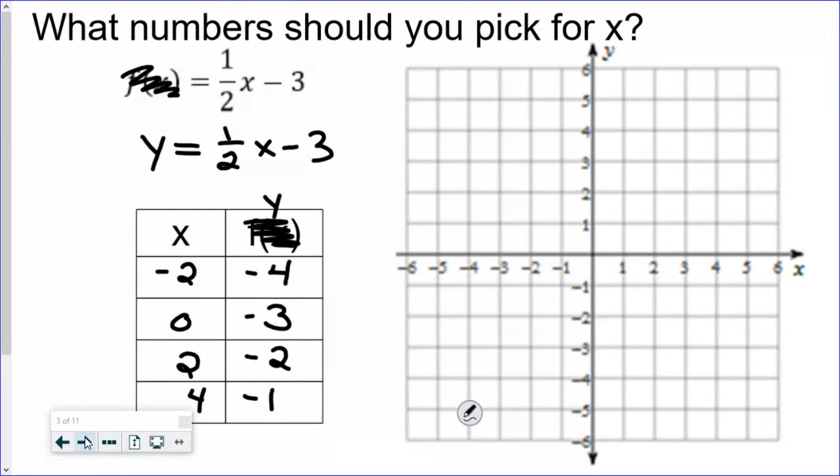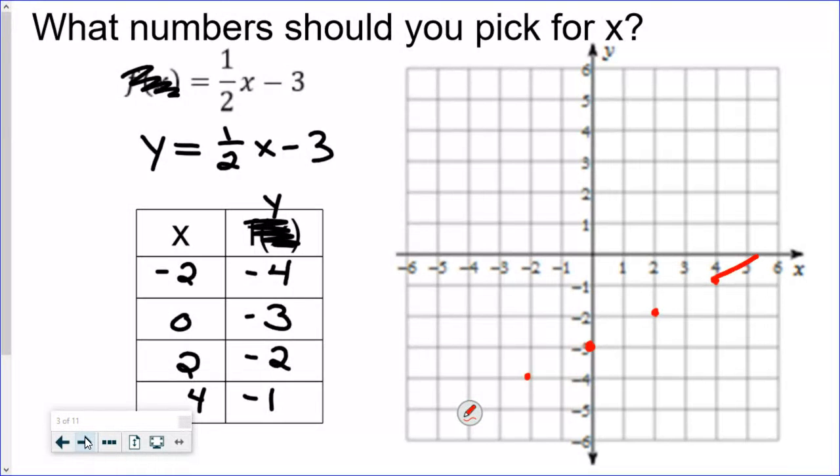Then I'm going to plot the points. So I have -2, -4, 0, -3, 2, -2, and 4, -1. Ooh, I kind of missed that one.